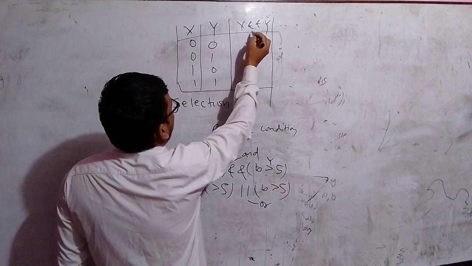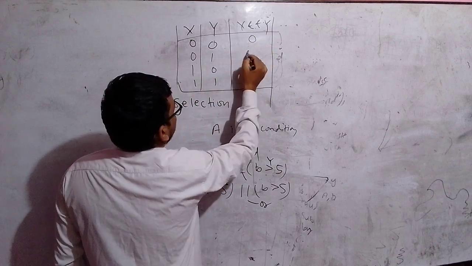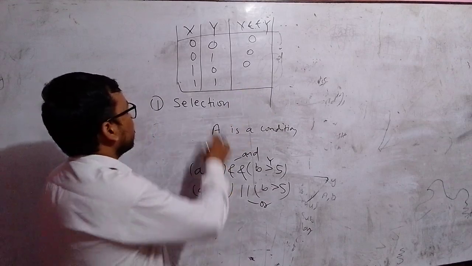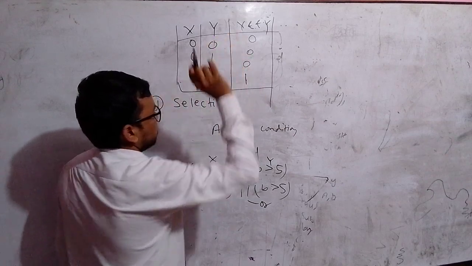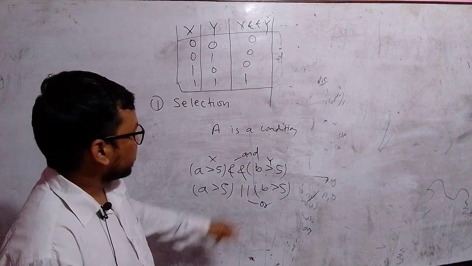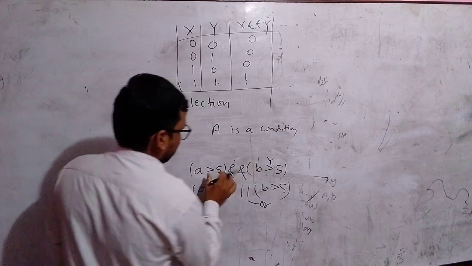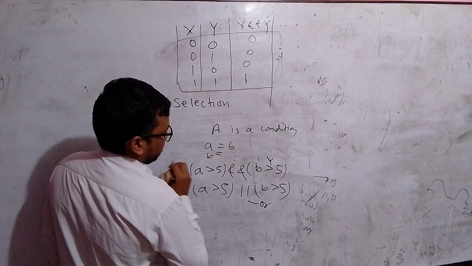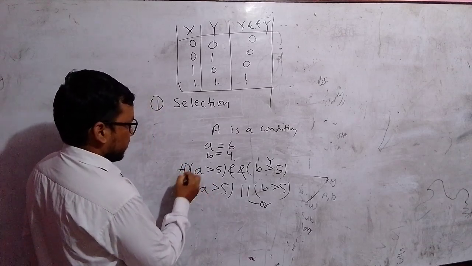What would be the output of the AND operation when both inputs are 0? The output of the AND gate would be 1 only if all of the inputs have the value 1. That means it gives 1, otherwise it gives 0. Now, for these conditions, let A be equal to 6 and B be equal to 4.